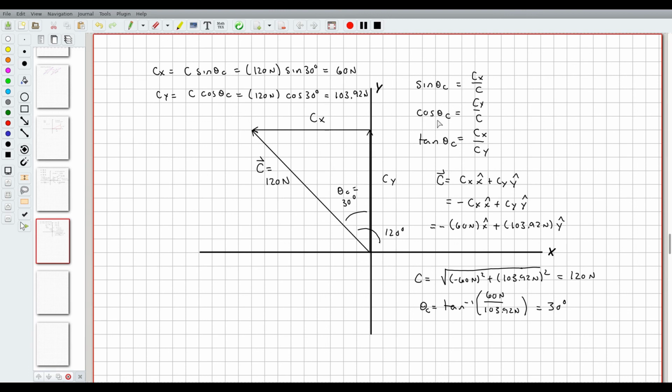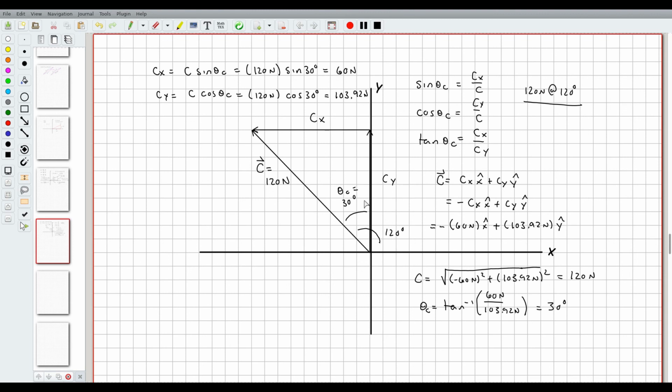So the takeaway here is that in order to do something useful with a vector that we've been given, you can't just operate from a number in a direction. 120 newtons at 120 degrees with respect to the x-axis. That isn't sufficient to directly work with. We're going to need to break it up into pieces.